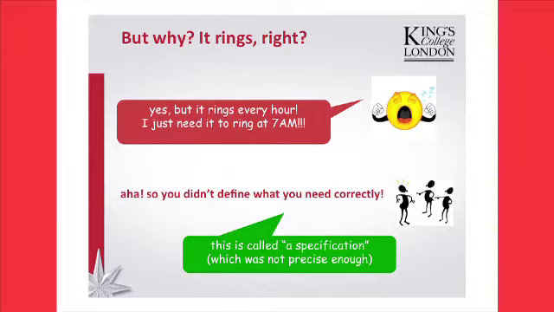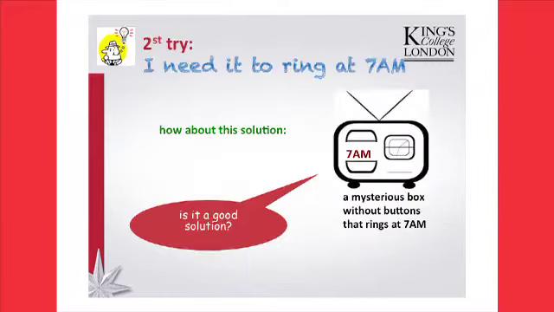Okay, fine. Now I understand what you're talking about. Let me try again. I need it to ring at 7 a.m. Okay, cool. How about this solution? I'll give you a mysterious box without buttons with 7 a.m. engraved on the lid. Is this a good solution? Well, it rings at 7 a.m. This is what you asked for. Okay, if you use an alarm clock that rings at 7 a.m. every day and cannot be set up, right? 7 a.m. is engraved on the lid.